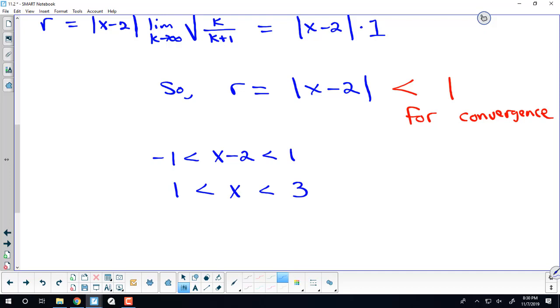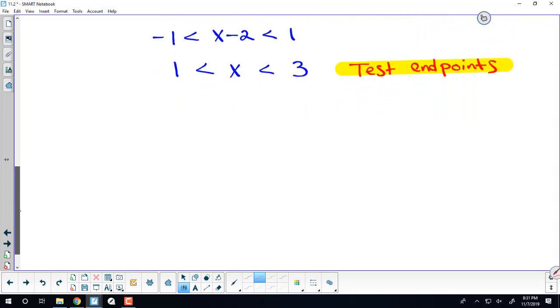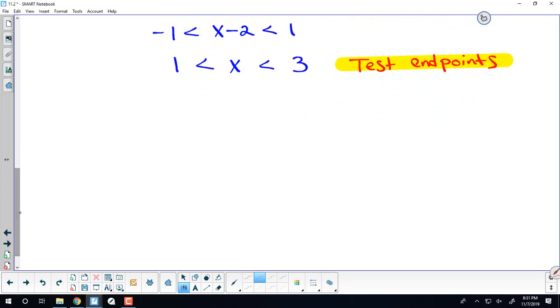Okay, are we done? We're gonna test the endpoints. Test the endpoints, yep. That's something that a lot of people miss on exams. Hopefully you don't miss it. You know, you're losing points unnecessarily, because you've got all the tools necessary to do this.